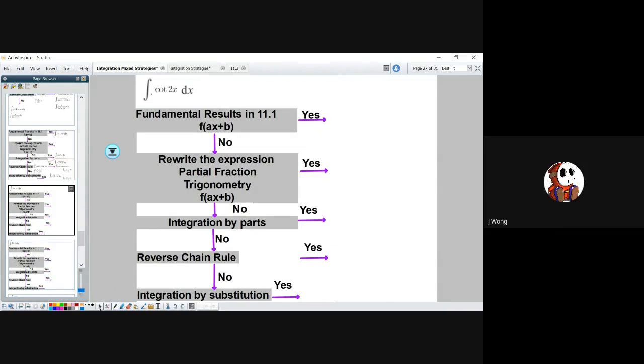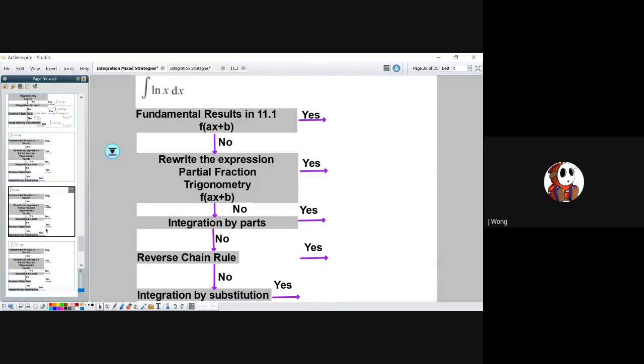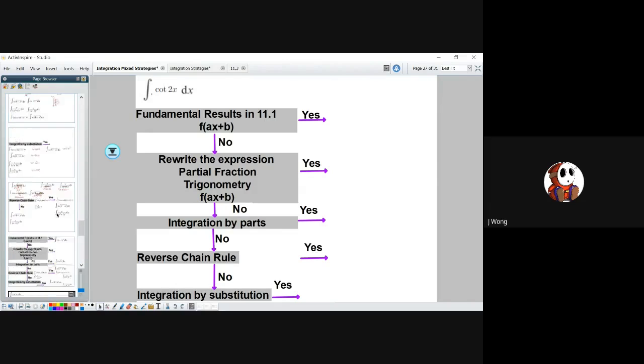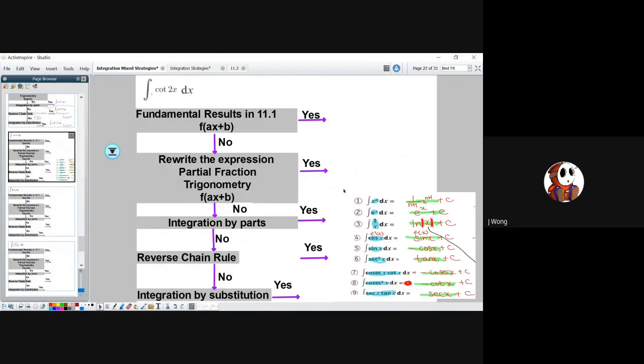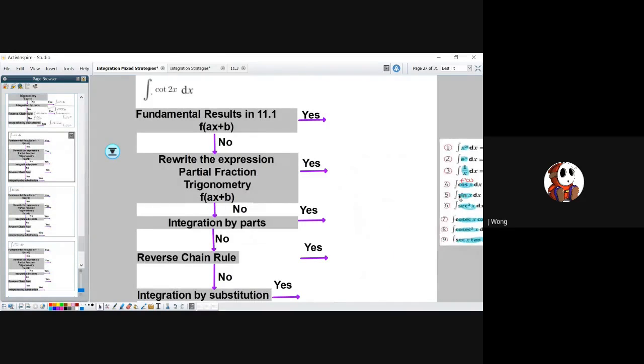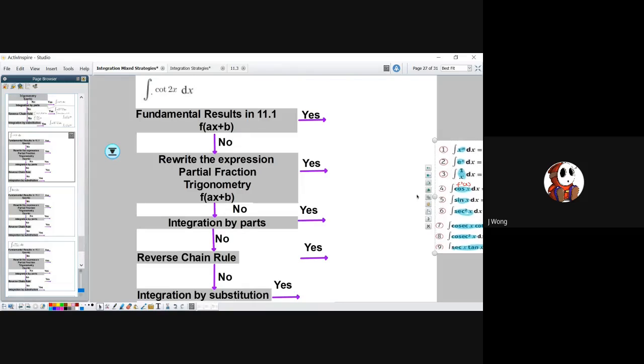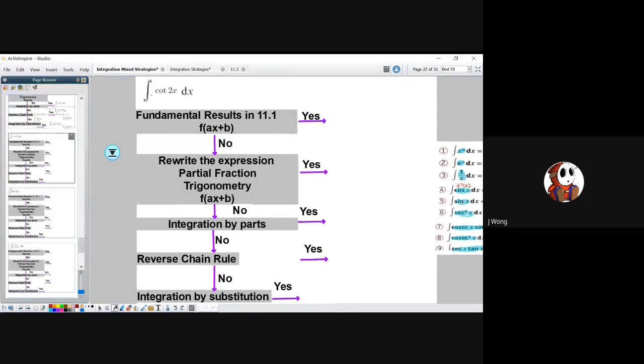So finally, there are 3 standalone ones. We could just look at it starting from the chart and see where it takes us. So let's say, for instance, we do the integral of cot 2x. Which method should we use to solve it? I'll give you a couple of seconds to think about it.